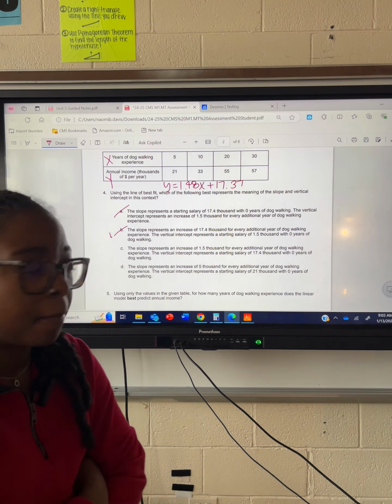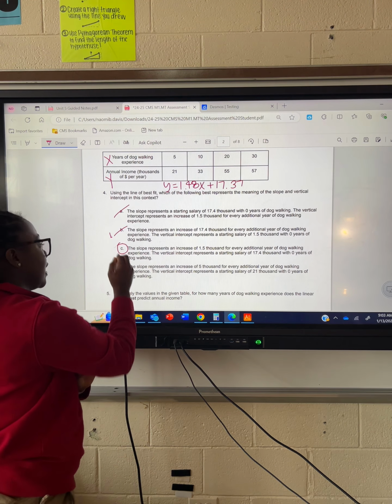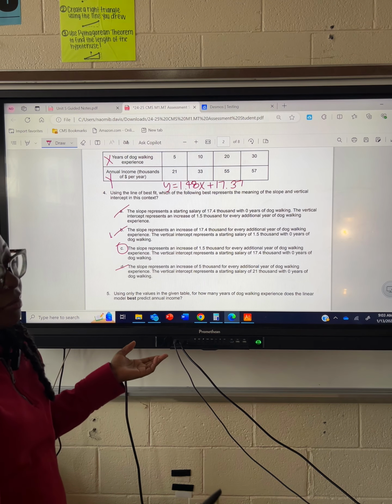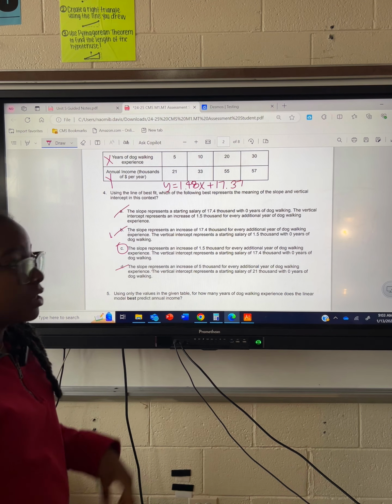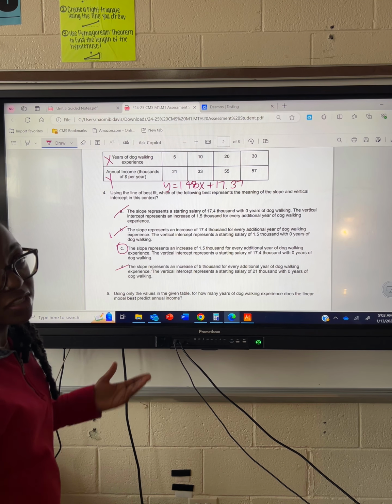Where did we get 5 from? Gotta be C. Gotta be. These two got the wrong slope. This one got the wrong slope. That's the only one with the right slope. So it's got to be C.